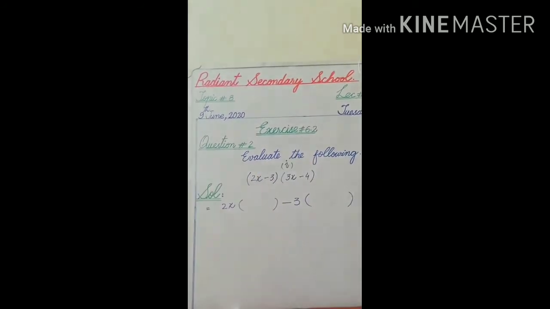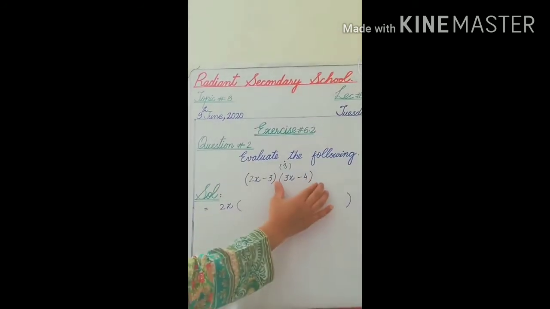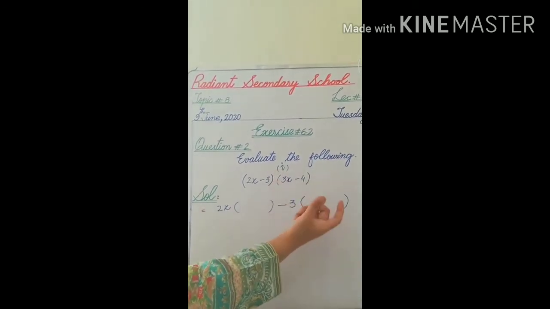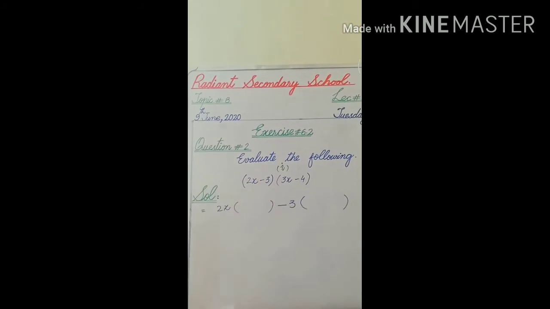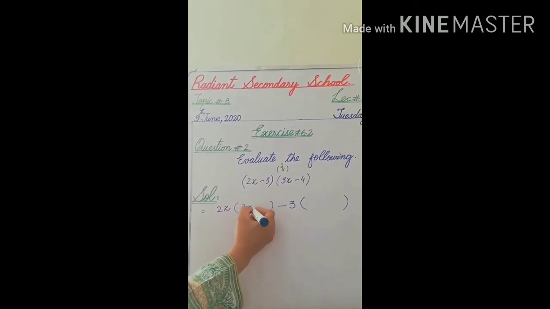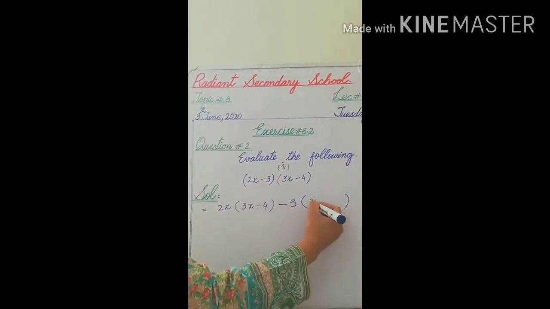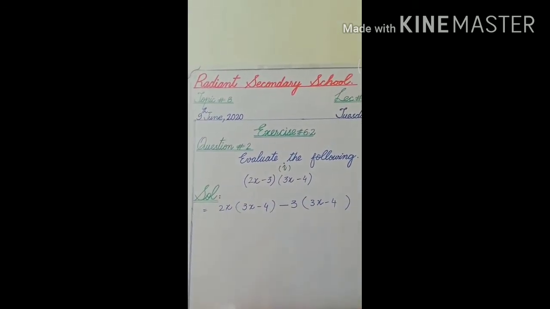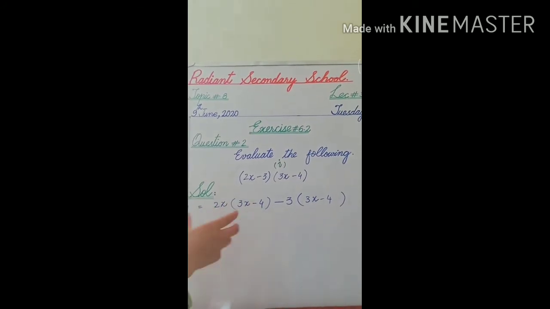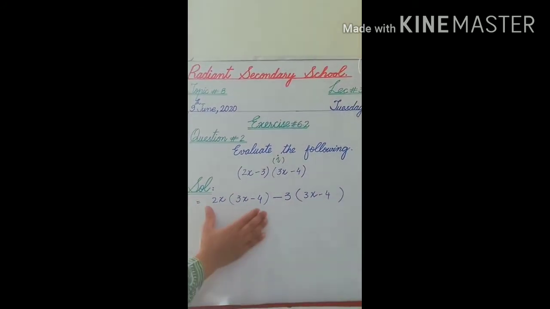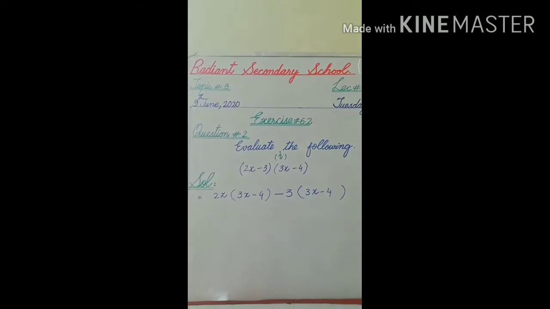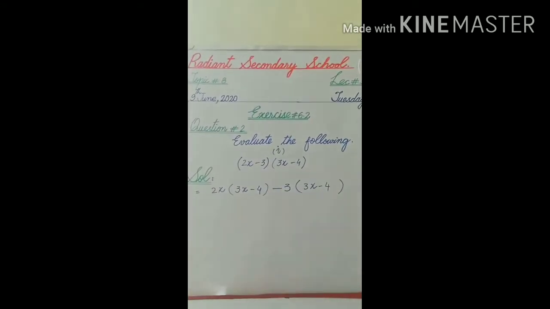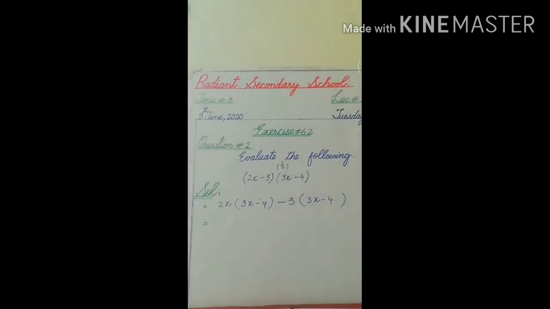Now what do we write in these empty brackets? We put the second round bracket, the second binomial, which is 3x minus 4, and 3x minus 4 here. Now you can easily understand. You can imagine that 2 questions have become, and each one has become just like the previous example.